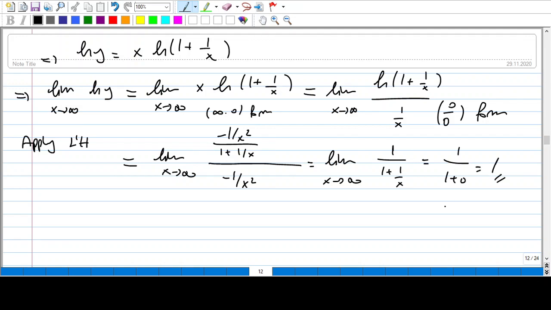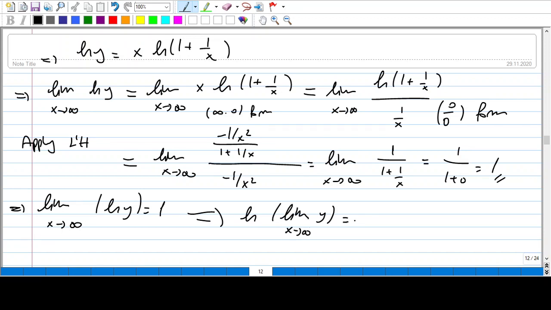But this is not the answer, pay attention. Indeed, we have the limit as x goes to infinity of ln y equal to 1, which implies that ln of the limit as x goes to infinity of y is equal to 1. So ln of a function equal to 1 means the limit as x goes to infinity of y is equal to e to the power 1.